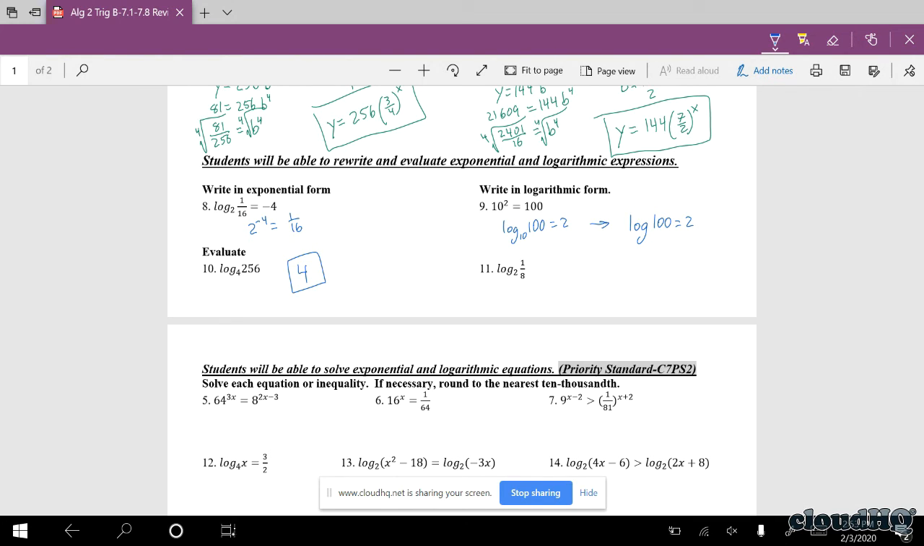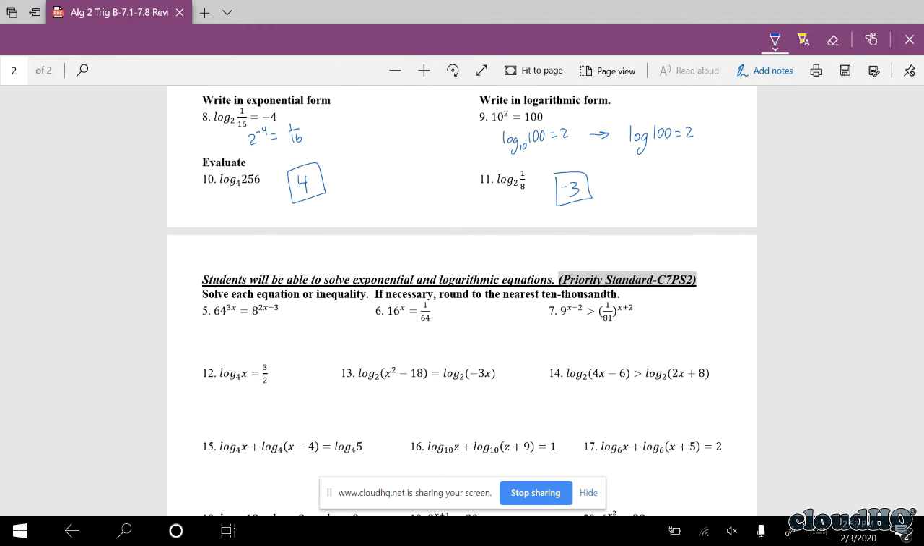Number 11, 2 to what power gives you 1/8? Well, 2 to the 3rd gives you 8, and since it moved to the denominator, it was a negative exponent. So 2 to the -3rd is 1/8. Then we go to the back page.